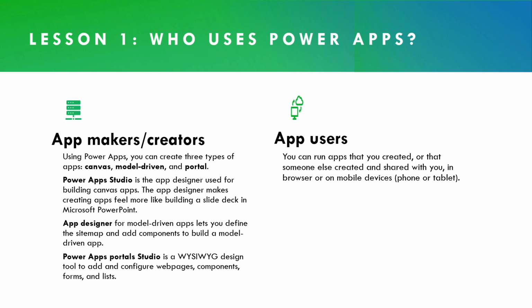Power Apps Studio is the app designer you're going to use when we're building Canvas apps. It's almost like building a slide deck in PowerPoint, but it's kind of different. The app designer is for model-driven apps, and you would have to set up a sitemap and add components to build a model-driven app, and you'll learn how to do that later in this course. And then the Power Apps Portal Studio is a WYSIWYG, what you see is what you get, design tool to add and configure web pages, components, forms, and lists. Portal apps is in preview mode right now. We will not be covering them during this course.